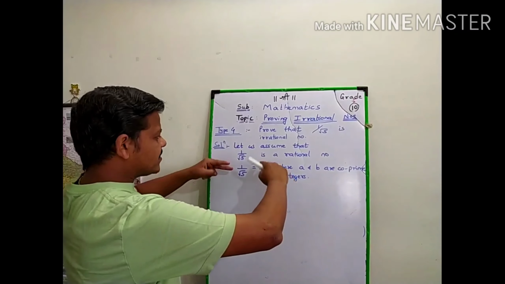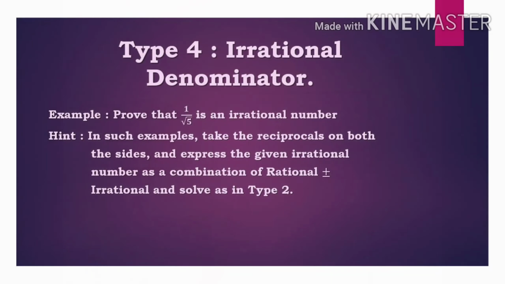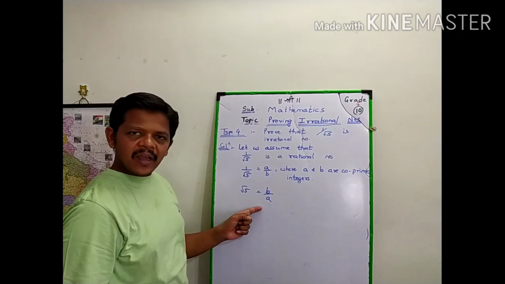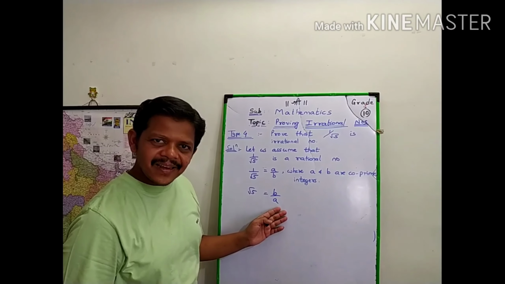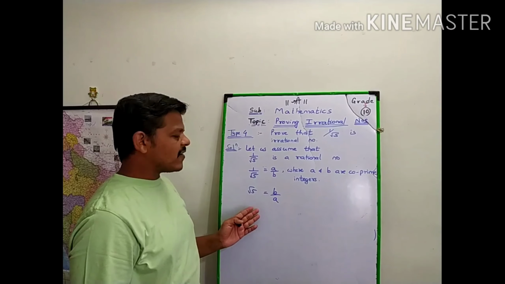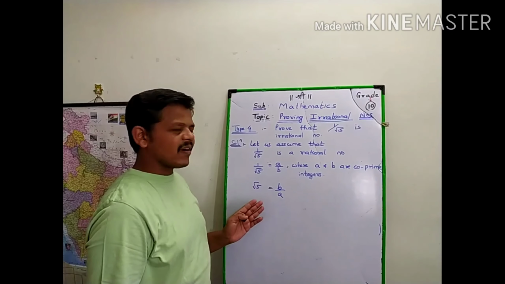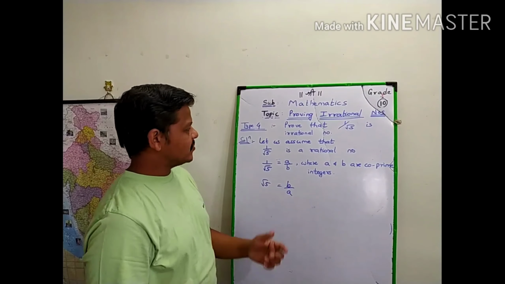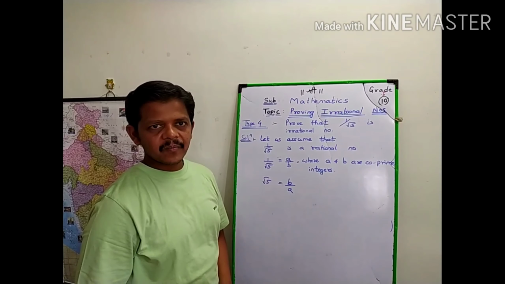Just take reciprocals on both sides. So what is the reciprocal of this? Root 5. Yes or no? Root 5 becomes what? b upon a. And what is b upon a? Integer upon integer. Root 5 becomes rational. But we already know that root 5 is irrational. Again contradiction. Root 5 is rational, root 5 is irrational. Why contradiction? Wrong assumption. Our assumption is wrong. 1 upon root 5 is an irrational number.